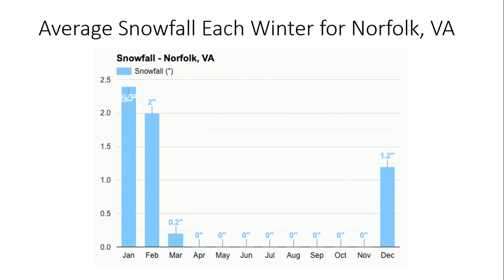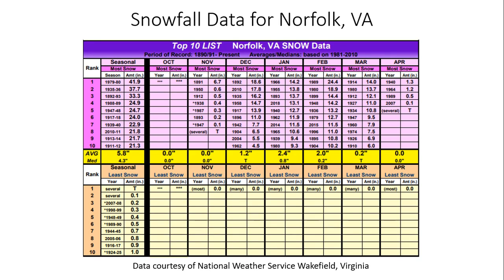And when I say big events, I'm talking about a 6-inch or greater snowstorm. And it's happened just since 2015. It's happened on 2 occasions. Now I'll go ahead and take a look at some of the snowfall data for Norfolk, Virginia. This data is courtesy of the National Weather Service in Wakefield, Virginia.